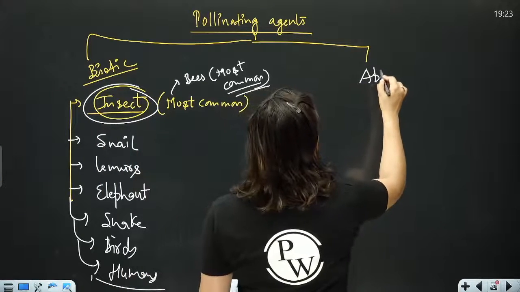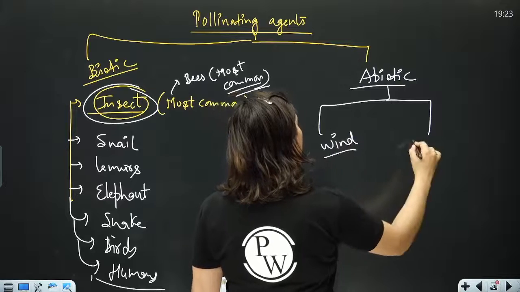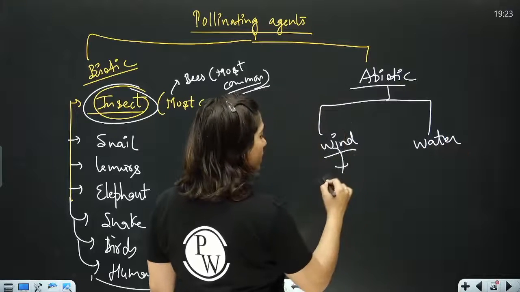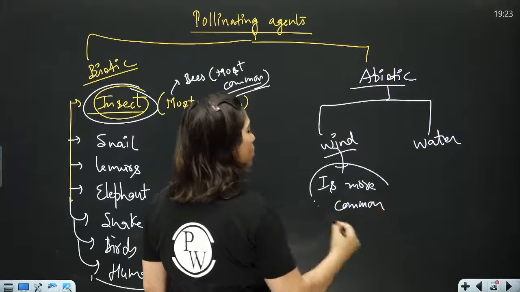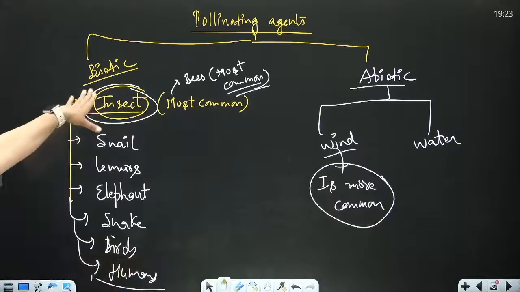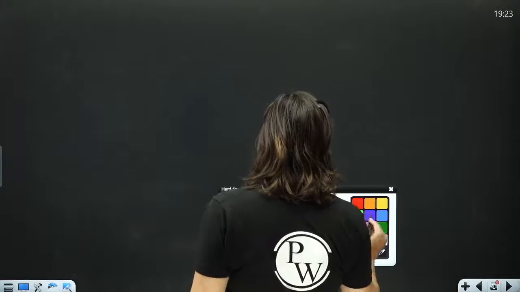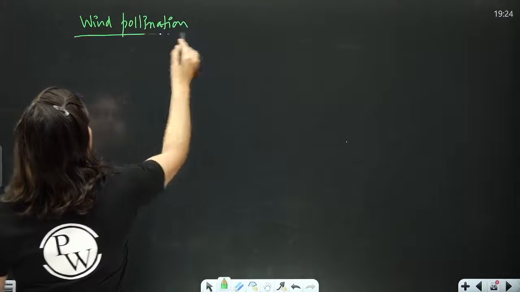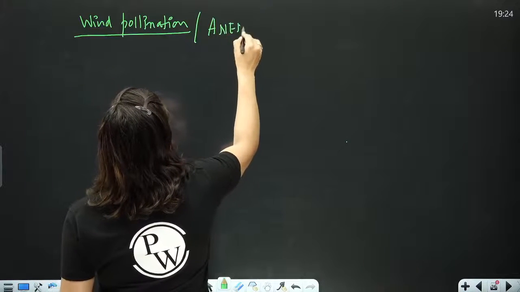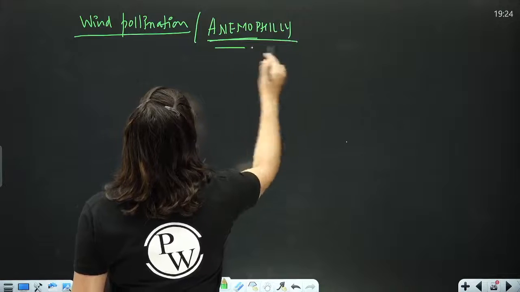Abiotic agents are wind and water. Among wind and water, wind pollination is more common, but the most common pollinating agent overall is insects. Okay, now let's discuss each one of them one by one. First of all, let's discuss wind pollination. Wind pollination is also called anemophily. Do not get confused in it: the word is anemo, not animal. It is wind pollination.